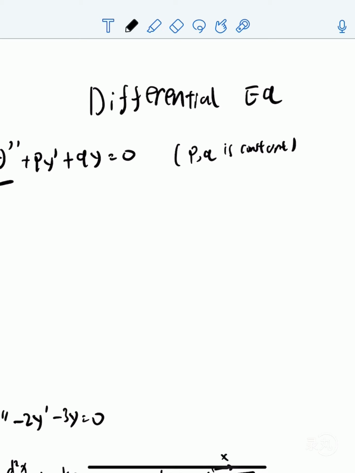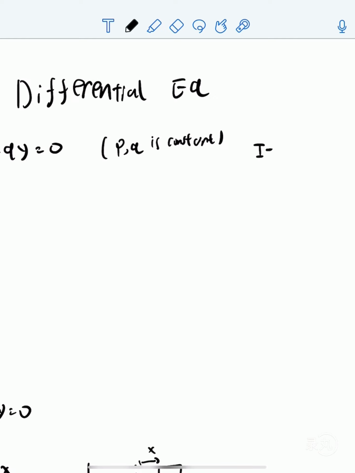There's a theorem over here which states that the solution of this kind of equation has the form y(x) = c1 y1(x) + c2 y2(x), where y1(x) divided by y2(x) is not equal to a constant. Or we can say they're not linearly dependent. What I mean by linearly dependent is that if you divide y1 by y2, you can get a constant.